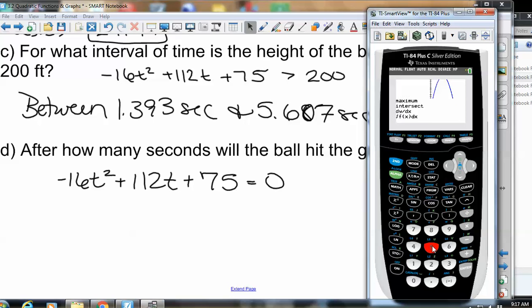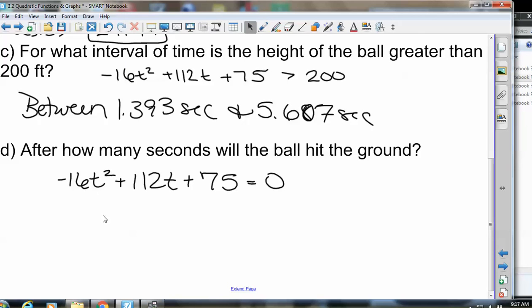So let's do it the same way. Second, trace, intersect is number 5. First curve, enter. Second curve, enter. Guess. We're getting close to that second point over there. And hit enter. And 7.616.